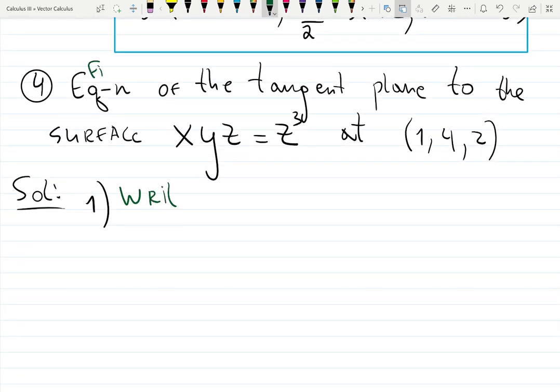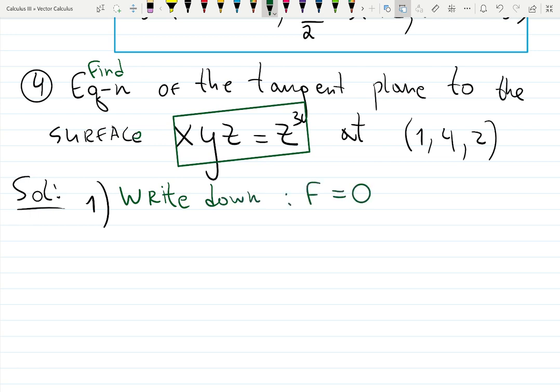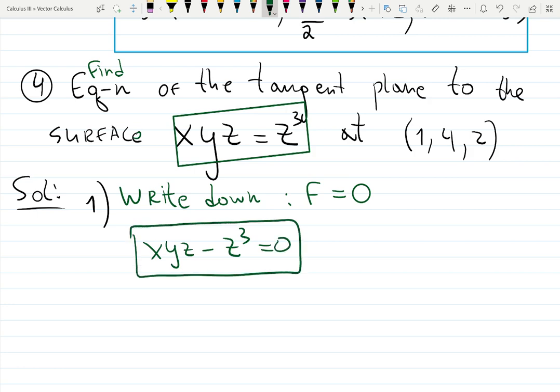So, did you get it? Find the equation of the tangent plane to the surface xyz equals z cubed. That's a weird notation for the surface, and that's why we should fix it. Write it down in the form f equals 0. So, it is actually xyz minus z cubed equals 0, like so. We will be working with this.